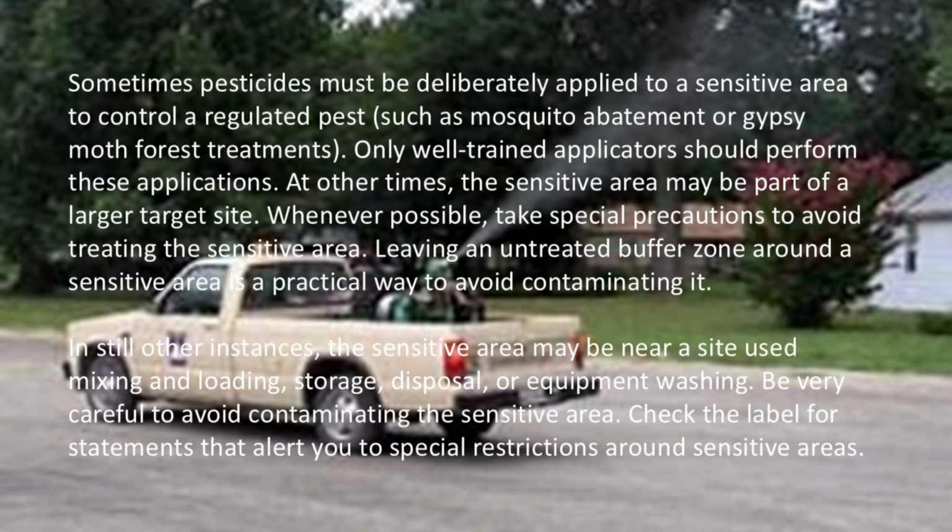At other times, the sensitive area may be part of a larger target site. Whenever possible, take special precautions to avoid treating the sensitive area. Leaving an untreated buffer zone around a sensitive area is a practical way to avoid contaminating it. In still other instances, the sensitive area may be near a site used for mixing and loading, storage and disposal, or equipment washing. Be very careful to avoid contaminating the sensitive area. Check the label for statements that alert you to special restrictions around sensitive areas.